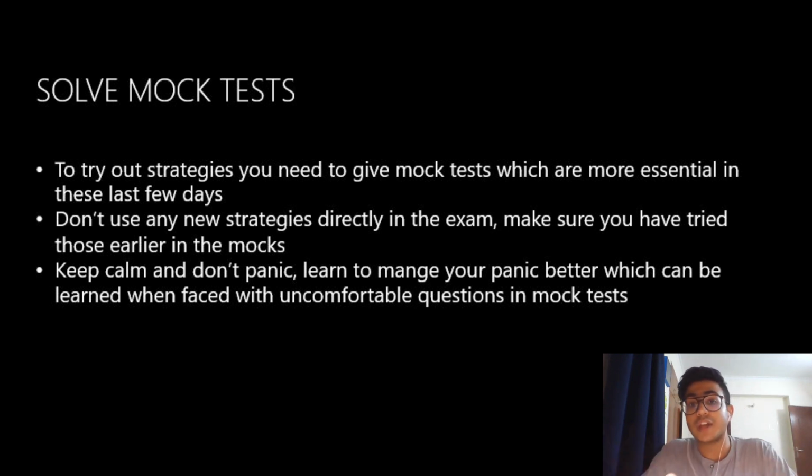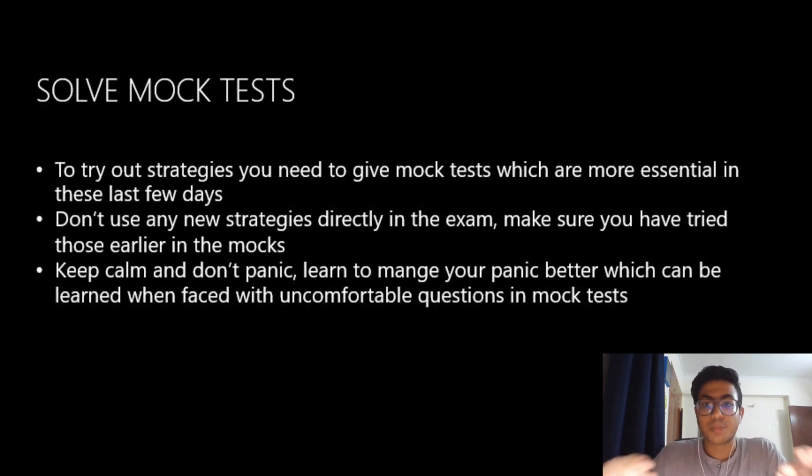Don't use any new strategies directly in the examination, because you do not test the car on the race day, or you do not take the guns directly into the war unless and until you have tried them out yourself in the firing range.